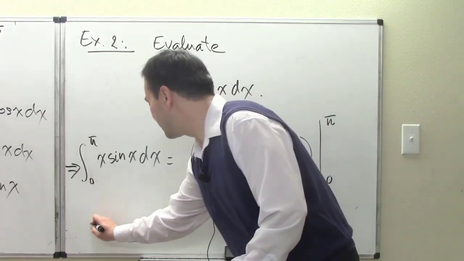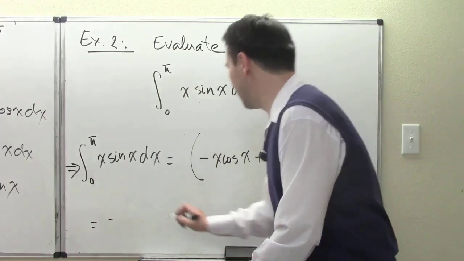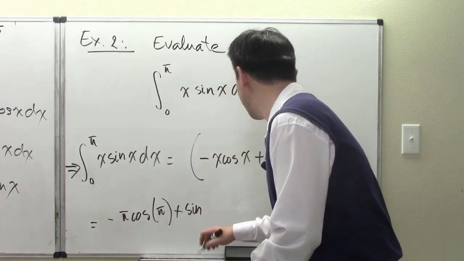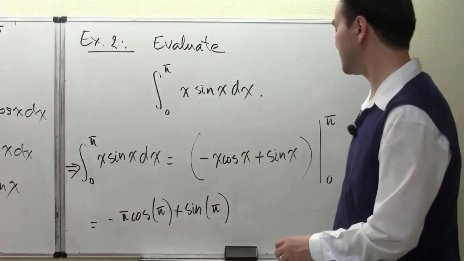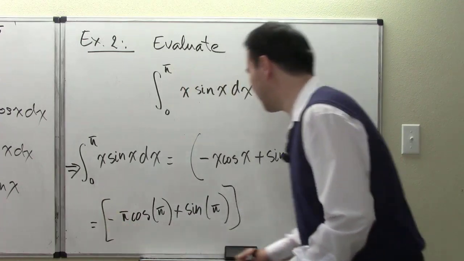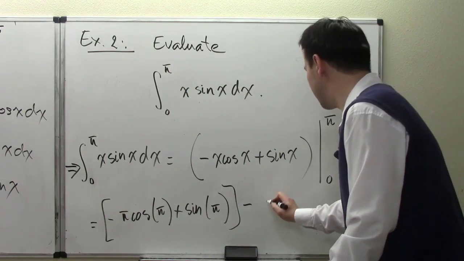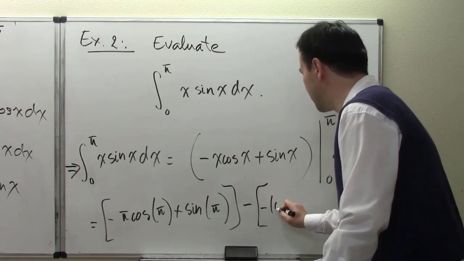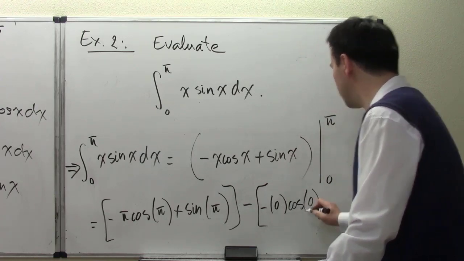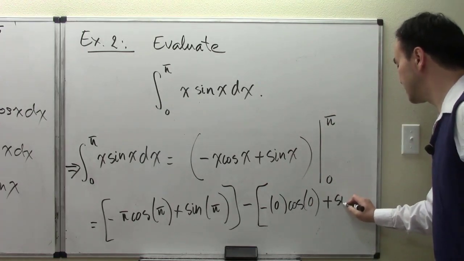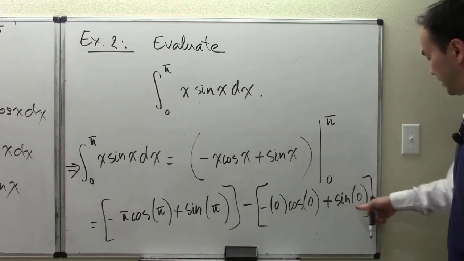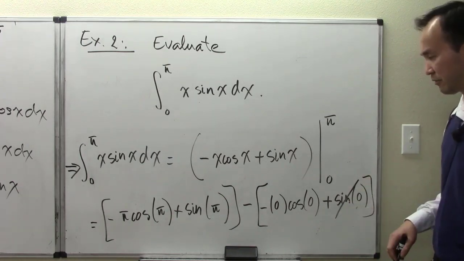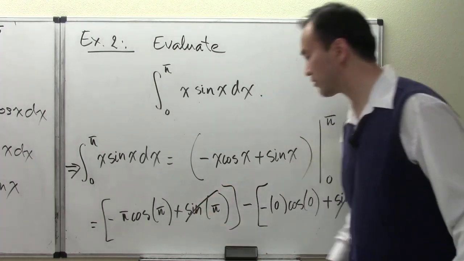So what I'm seeing now, that answer is going to be minus pi times cosine of pi plus sine of pi, okay, and that's one of it, and I'm going to subtract, and then here we're looking at another open parentheses, minus 0 times cosine of 0, plus sine of 0. Now this term here, anyone in a calculus class should be well familiar that sine of 0 is 0, so I cross it out because it's a 0 value. This is also a 0 value.